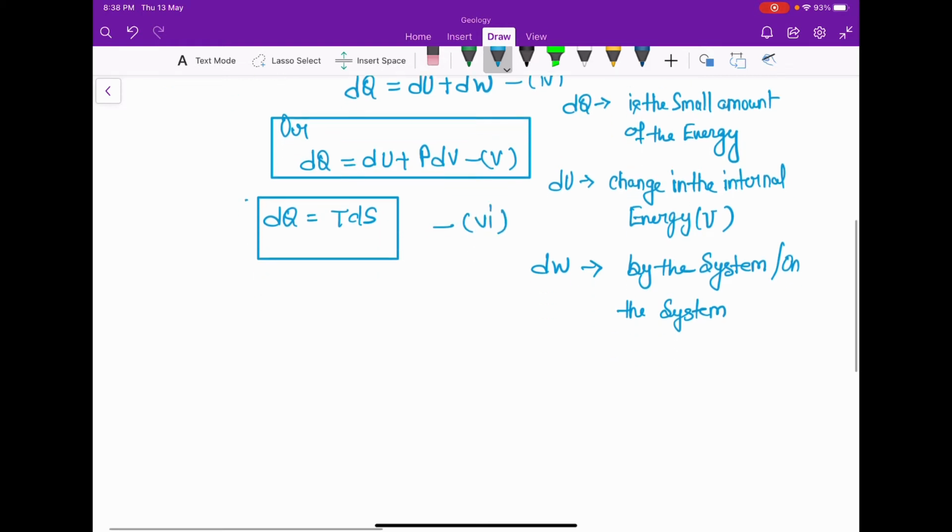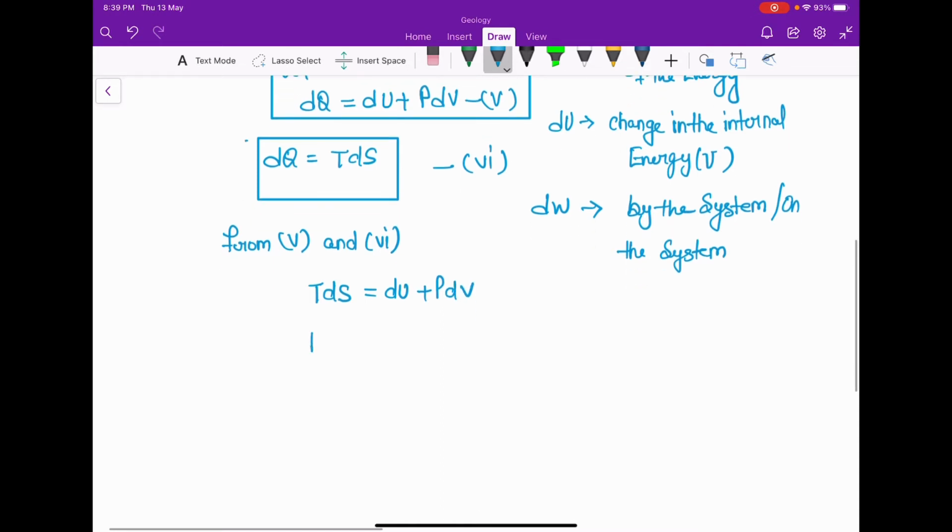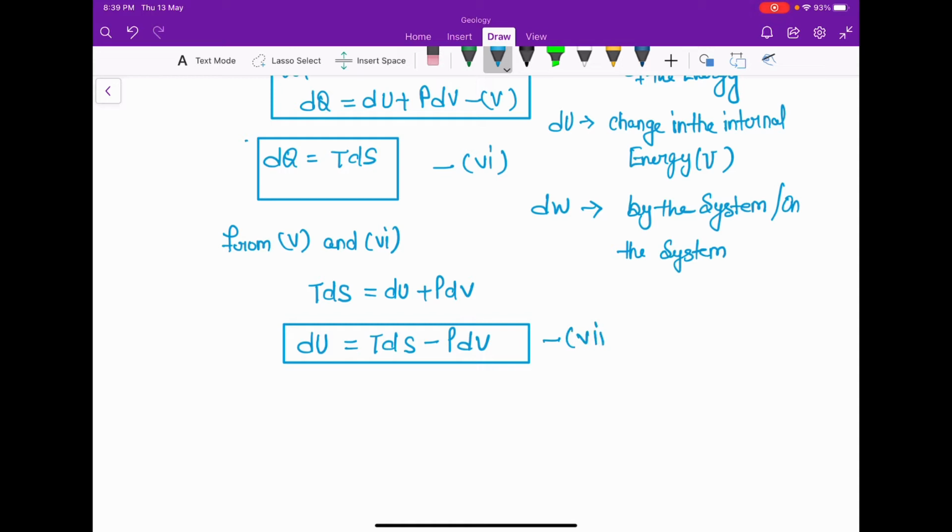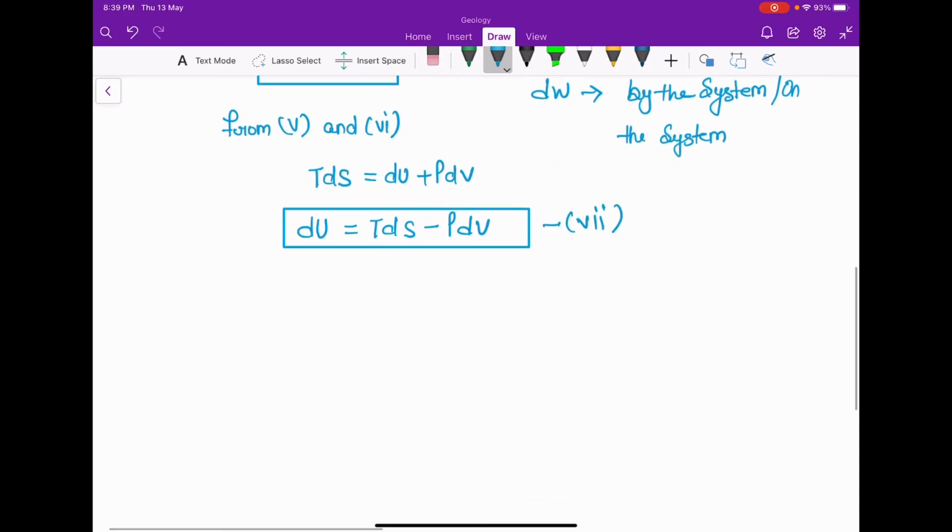So from equation 5 and 6, what will we get? T ds equals du plus p dv, or we can write the change in internal energy as du equals T ds minus p dv. So this is your equation number 7.